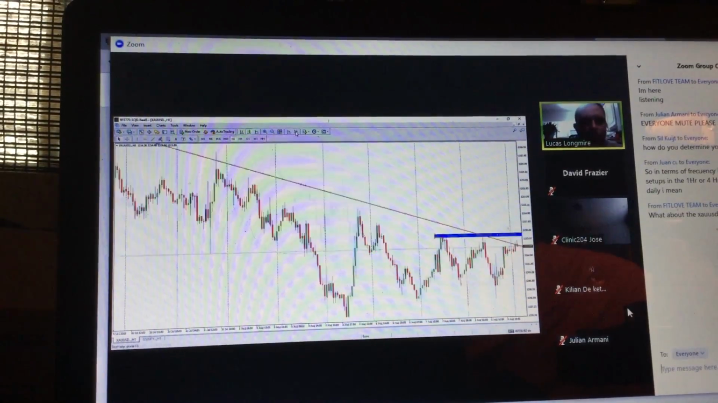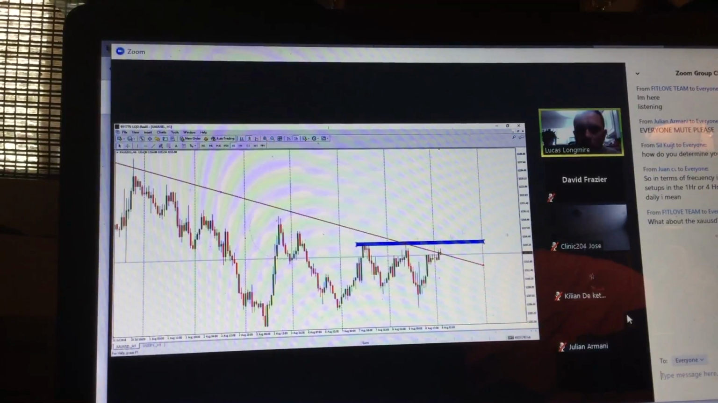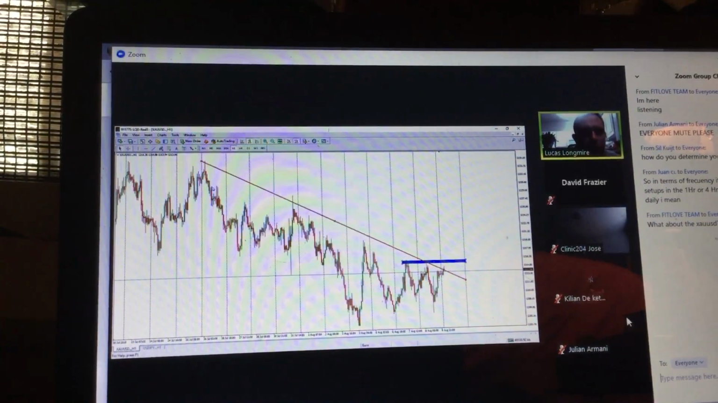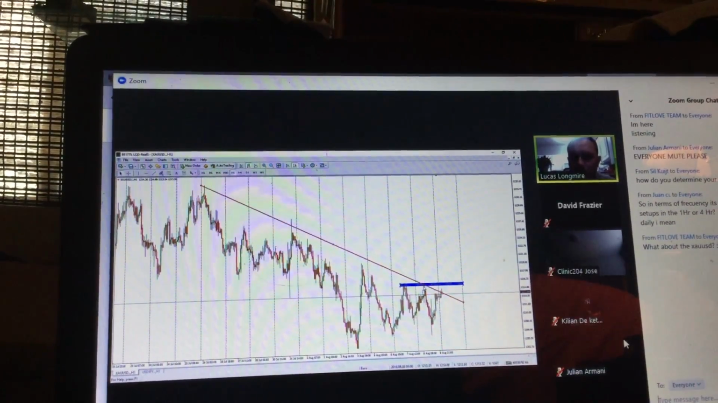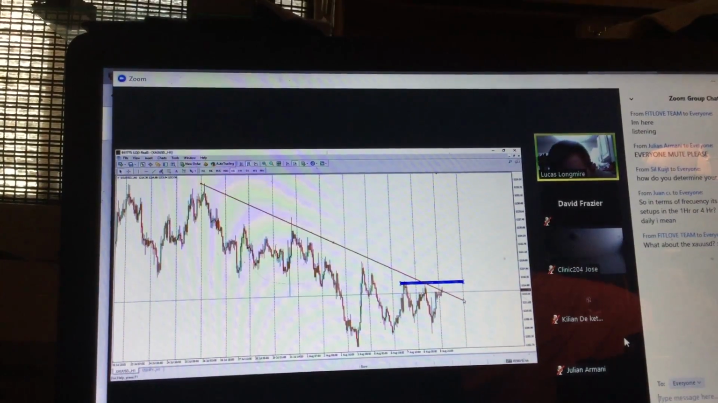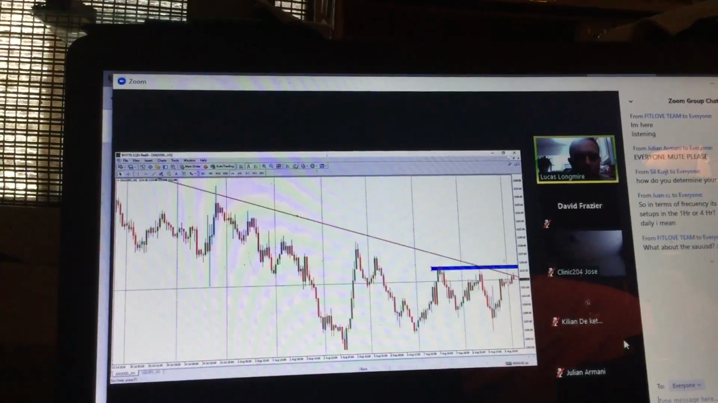All right, so we're on the 1 hour. I'm looking to break right here. So here's my downtrend. Here's my top zone. Notice it touched the high here. I'm respecting the wicks. Get this a little bit cleaner. There we go. So let me zoom in.